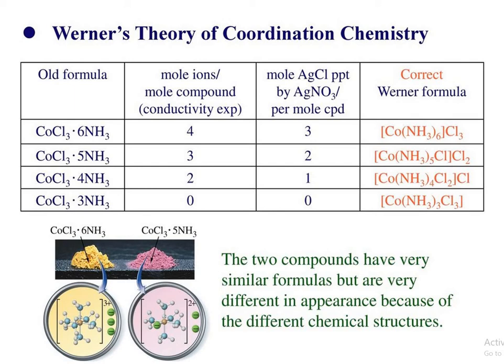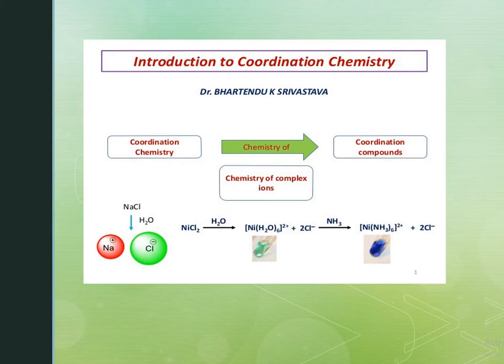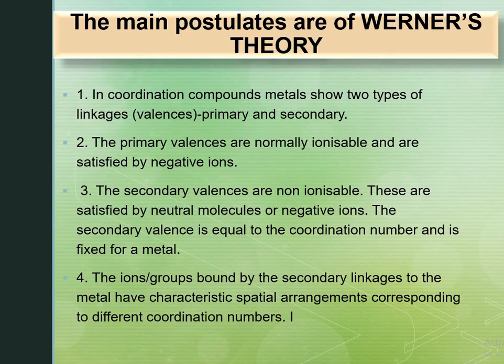You can see it here, Werner's theory of coordination chemistry. Finally, the correct formula was calculated. The two compounds, cobalt chloride with 6 NH3 and cobalt chloride with 5 NH3, have very similar formulas, but they have a very different appearance because of their different chemical structures. So, coordination chemistry and coordination compounds all have this wonderful connection with each other.